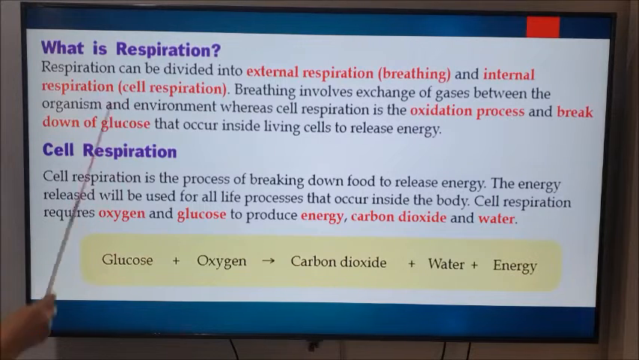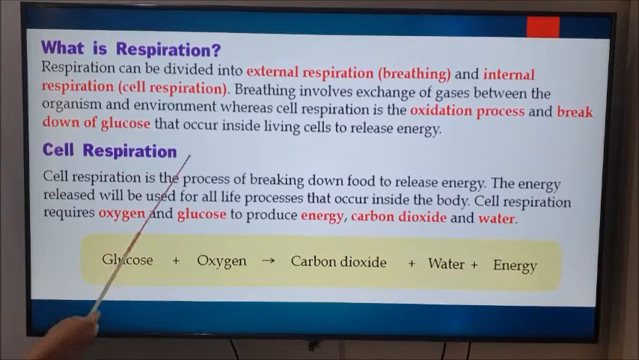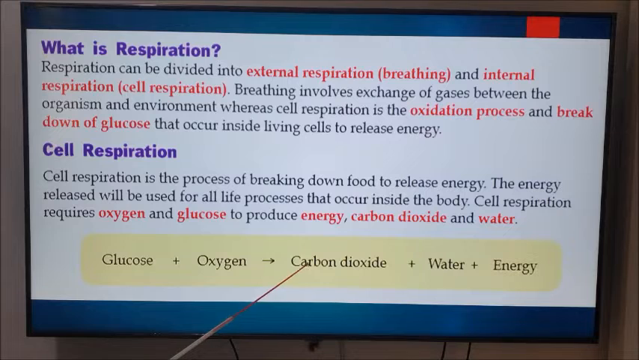Cell respiration happens in mitochondria in our cell. Now, today we are going to learn about cell respiration. The food that you take in will be reacted with oxygen, and this reaction will release carbon dioxide, water, and energy. And the energy released will be used by you during your daily activities.